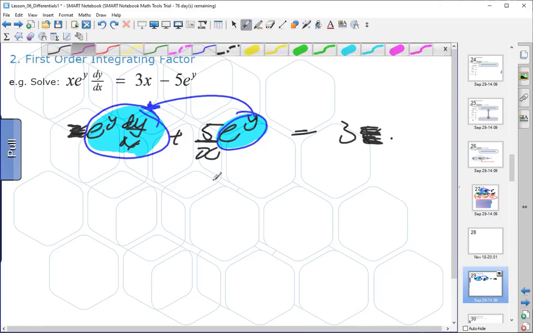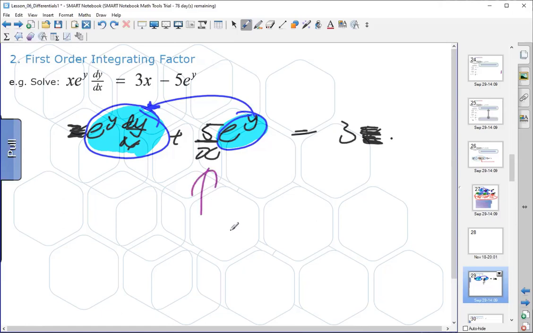Lovely. So the next step is integrate 5 over x. And then after you've done that, do e to the power of it. What is the integral of 5 over x? Ln x. 5 ln x. Yeah. 5 ln x. And then what is e to the power of 5 ln x?